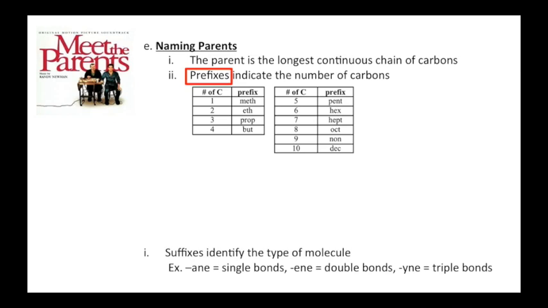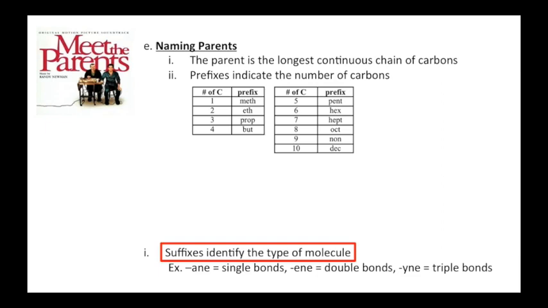And we have to use prefixes to name these things. So here's some prefixes. Meth in chemistry means 1. Eth means 2. Prop means 3. Bute means 4. And then these ones are numerical. Pent, like pentagon, is 5. Hex, hept, oct, non, dec.